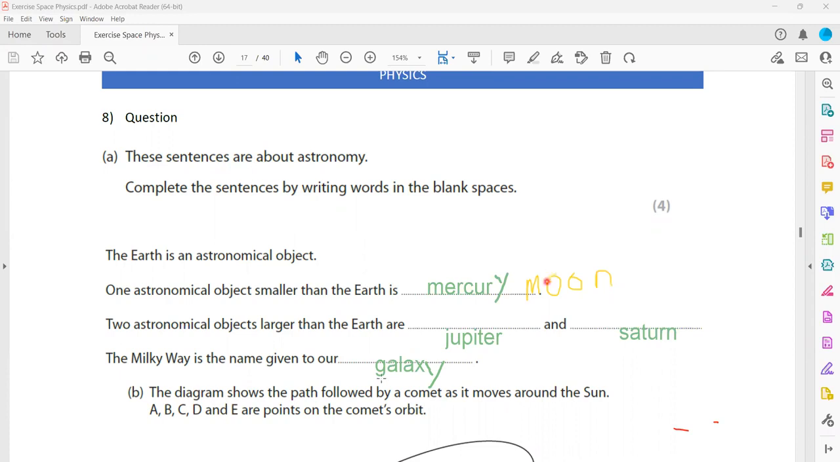Then two astronomical objects which are larger. So you mentioned Jupiter and Saturn. Again, this will have a variety of answers. Then also mention a solar system. You can mention the sun. You can mention even galaxy, universe. Then the Milky Way. The Milky Way is the name given to our. So the final answer is galaxy.